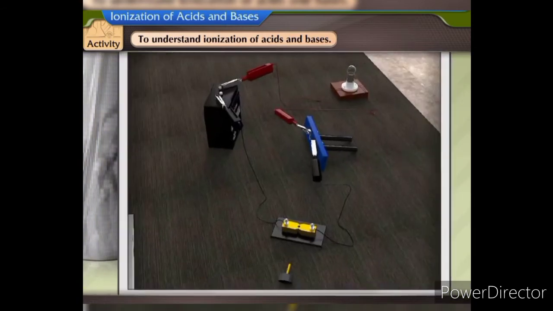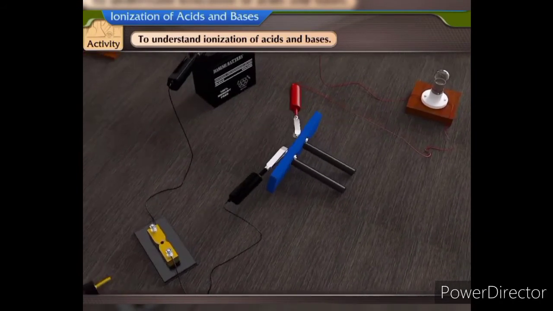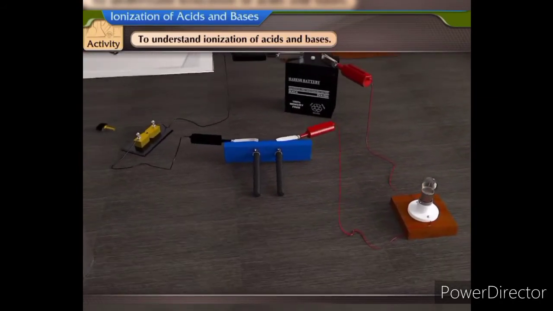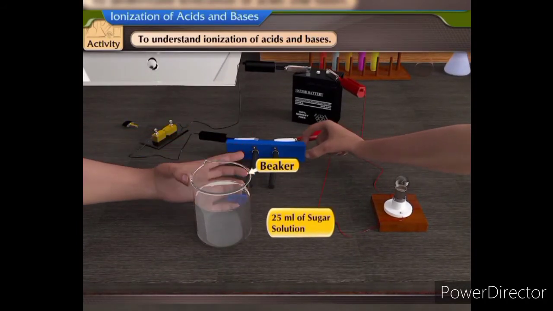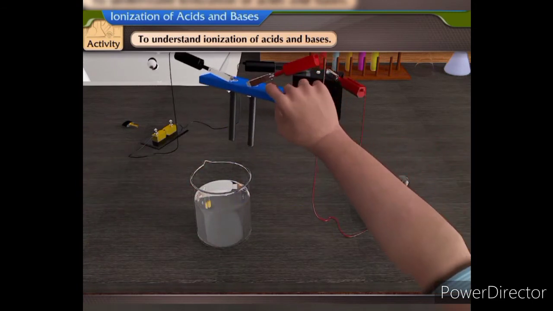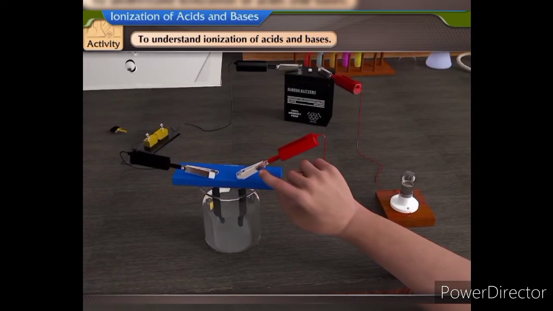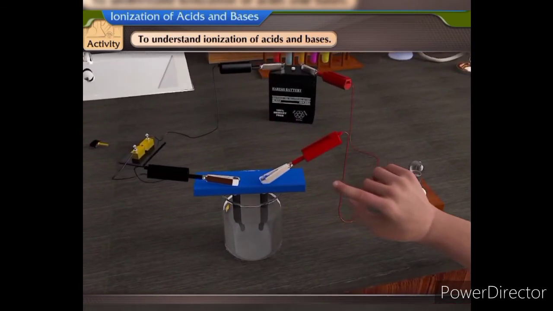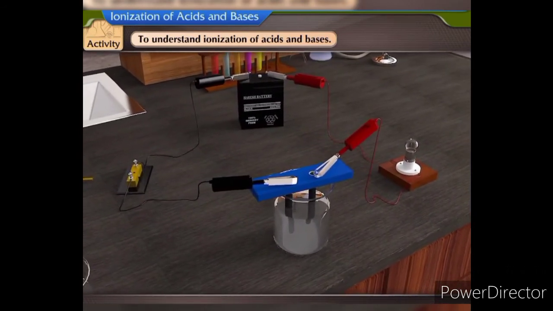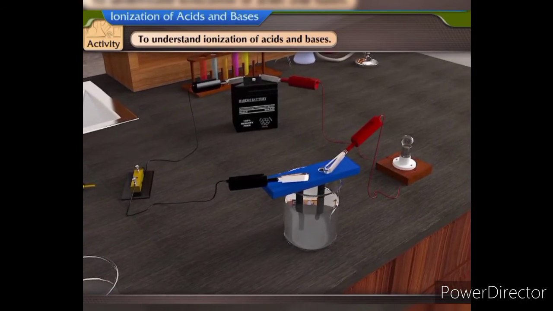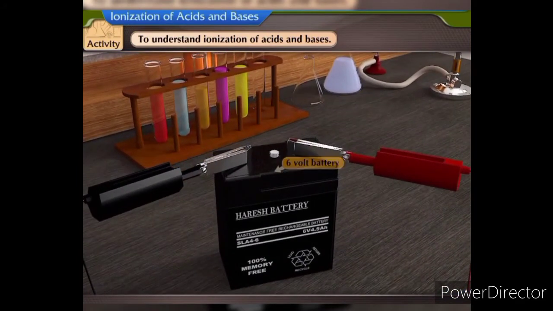Activity: Take about 25 ml of sugar solution in a beaker. Dip 2 carbon rods in it. They are the electrodes. Electrodes are the points at which the electric current enters or leaves the solution. Connect the electrodes to two terminals of a 6-volt battery through a bulb and a switch.